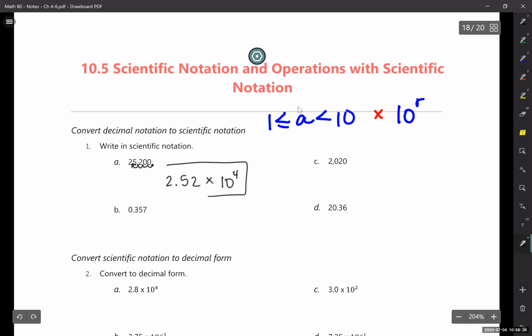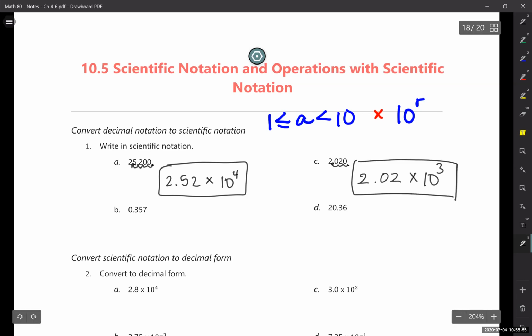Okay, we'll try it again. Part C, 2020. I'm jumping to part C because that's also a whole number, so it'll be very similar. I have my decimal at the end, and I'm going to move it 1, 2, 3 spaces to give me the number 2.02. And then I'm going to multiply that by 10 to the 3rd power because I moved that decimal over 3 places.